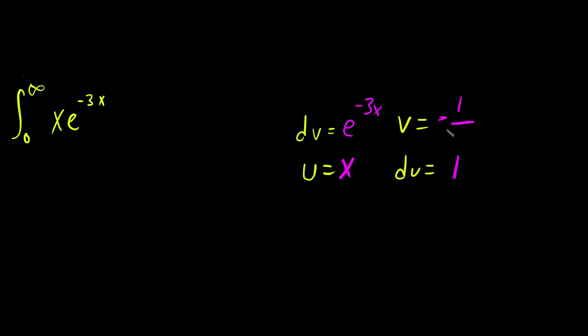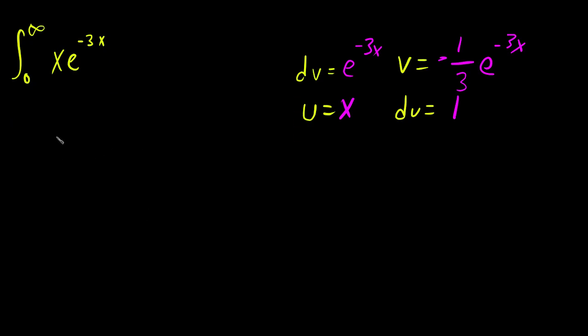3 times something gives me 1, so it has to be a 3 on the bottom. So negative 1/3 e to the negative 3x. We just keep the e to the negative 3x because this always stays the same when you integrate or differentiate. So, yeah.